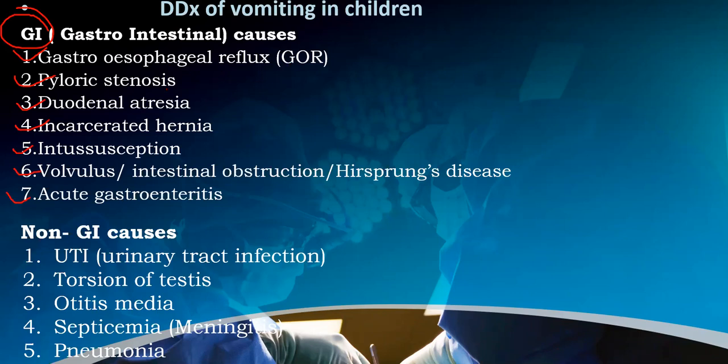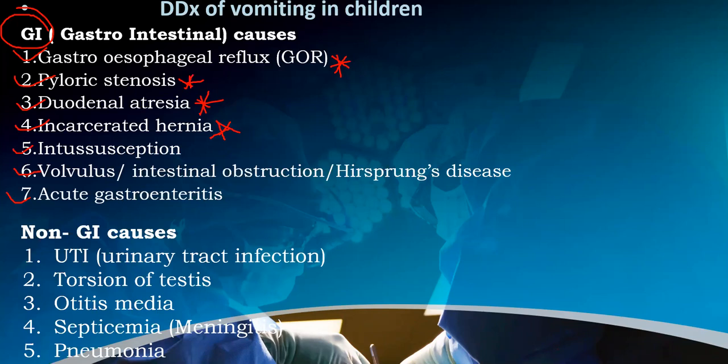For your exam, the important cases are pyloric stenosis and duodenal atresia. Reflux is not very common, but it is important to know. Incarcerated hernia is also important. Gastroenteritis usually comes with diarrhea rather than vomiting, and these are not very important. Intussusception comes with abdominal pain rather than vomiting. So all these cases are important for your exam in one way or another.